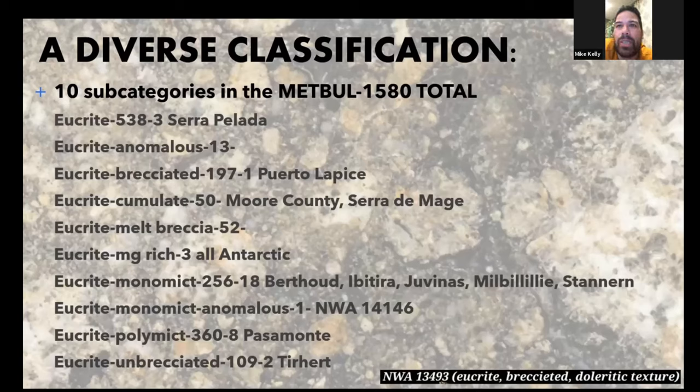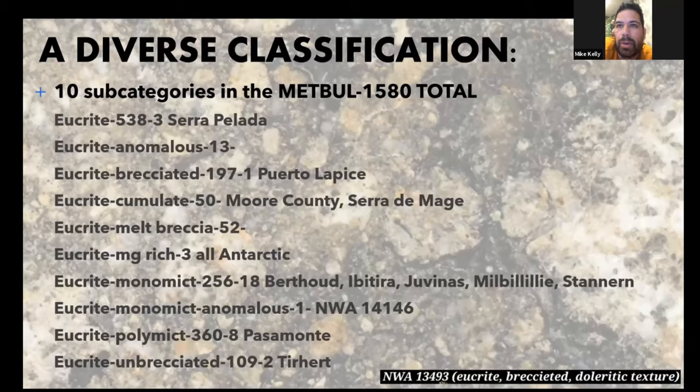Yeah, eucrite monomict. So monomict is a material where all of the components inside of the meteorite are all genetically related. So they're all from the same single type of rock. And just because something is a monomict doesn't mean it can't be brecciated. It can be the same bit of rock that's been broken up and then relithified together, but it basically means you're sampling material from one distinct location that hasn't really been mixed up with other types of material.